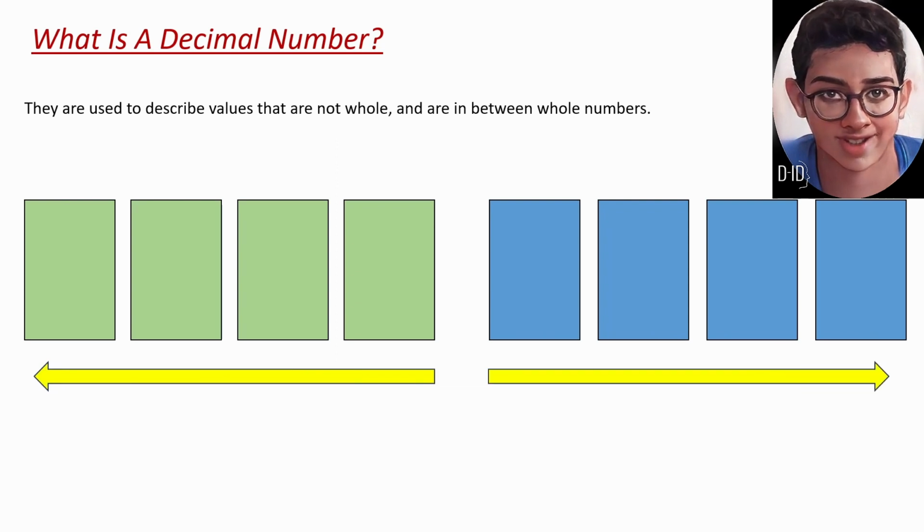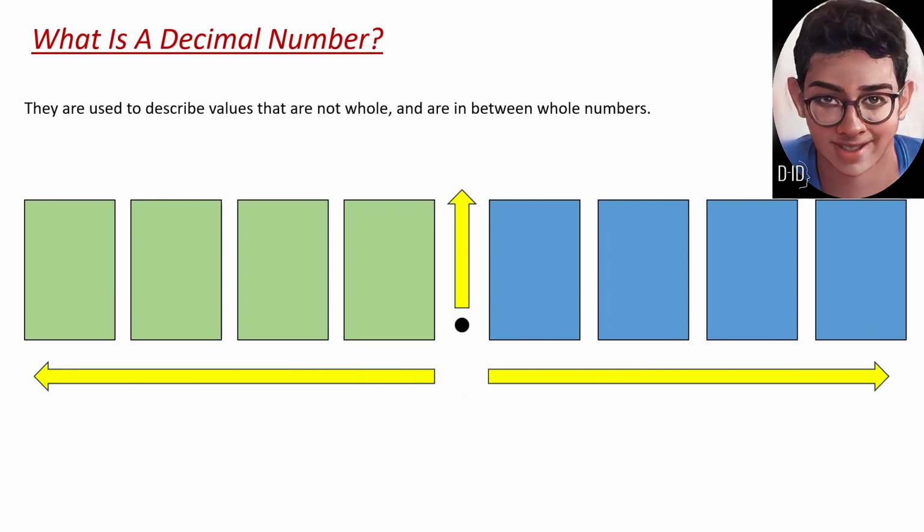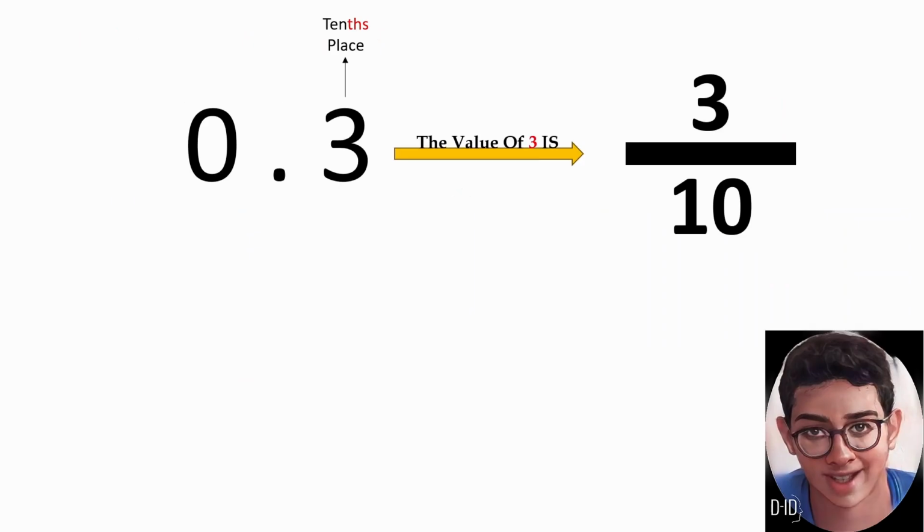But to know where to start, we need a reference point that we call the decimal point. The whole number always starts from the left side of the point, while the decimals always start from the right side of the point. Let's begin with our first example, 0.3.